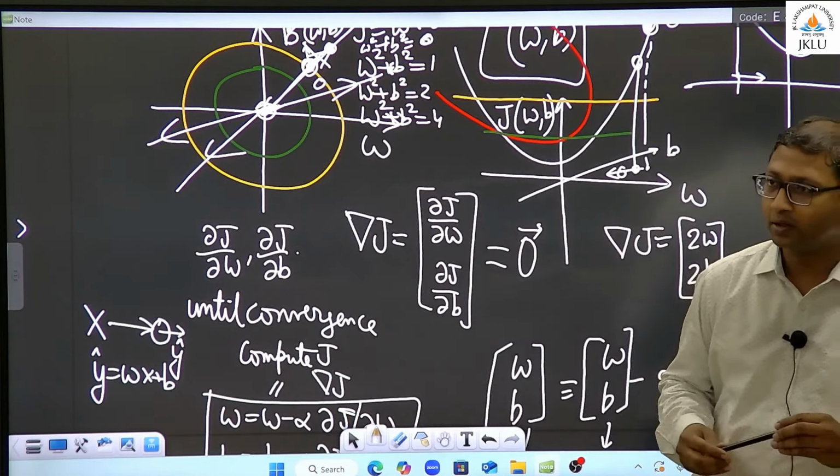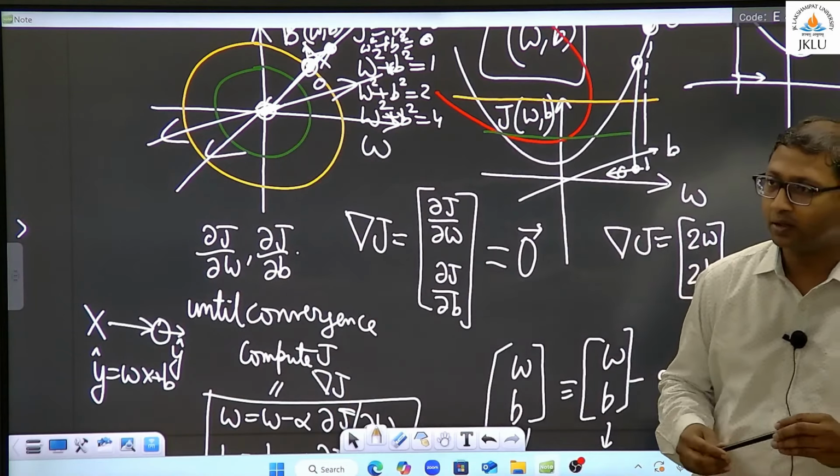So let's say what happens if I start from here? If this is my W comma B, which direction I will go into? This one. Okay, so I'll move in this direction. What happens if I choose alpha to be very large? From here I might reach somewhere there, let's say. Okay, and in that case value of my next j will be greater than the current j.